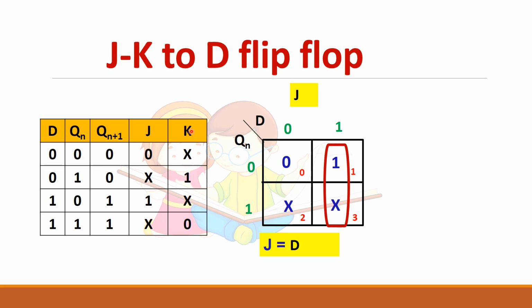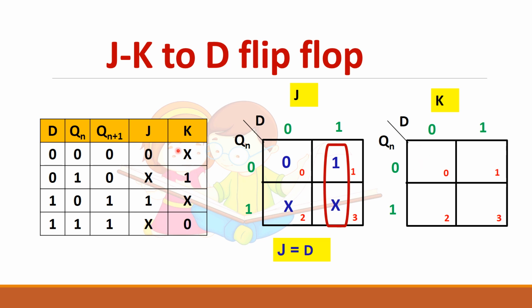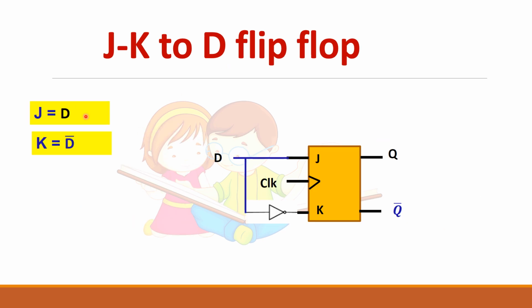Next we have to draw for K. So K also we have x1, x0. So this 1x can be combined together. So K equal to D bar. So I can write K equal to D bar. So J equal to D and K equal to D bar. So it is similar to the SR flip-flop conversion to D flip-flop. So here directly D is connected to J and through a inverter it is connected to K.